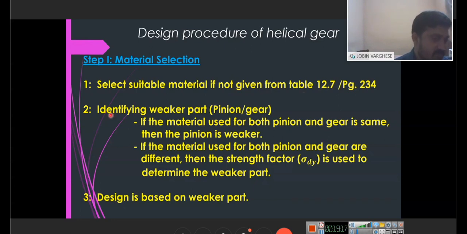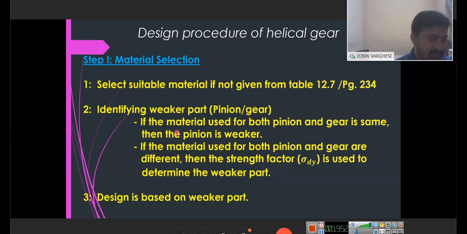Now, the first and foremost thing is identifying the weaker part. Always we find the weaker gear, because if you make the weaker gear safe, obviously the stronger gear will be much better. So the design is always based on the weaker gear. The pinion may be weaker or the gear may be weaker. If you take the pinion as the weaker one and design it to a safe condition, the pinion will never fail, and the gear will never fail because it is already stronger. So the first step is: if the material used for both pinion and gear is the same, then the pinion is considered weaker.